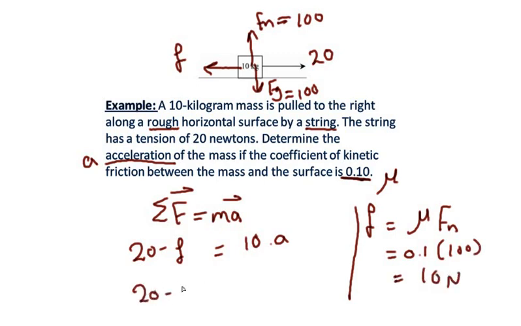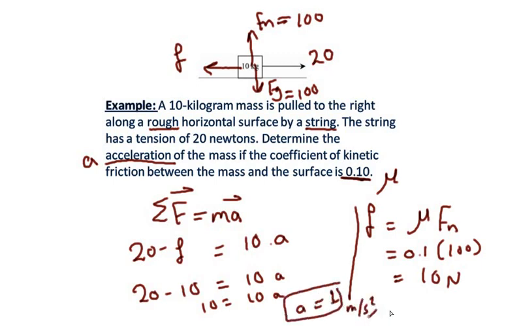20 minus 10 equals 10a. 10 equals 10a. Then the acceleration is 1 meters per second squared to the right because the net force is to the right, because the tension is more than the friction.